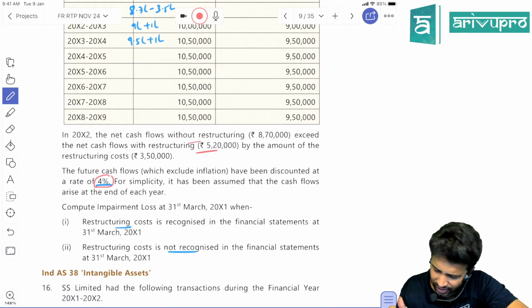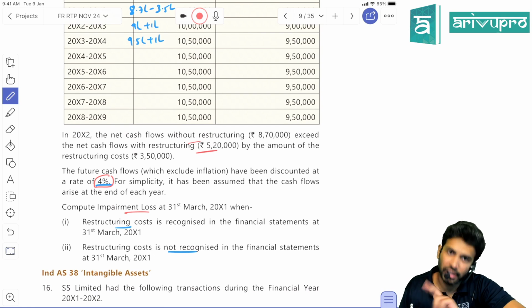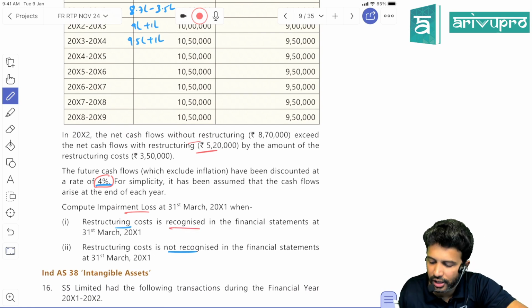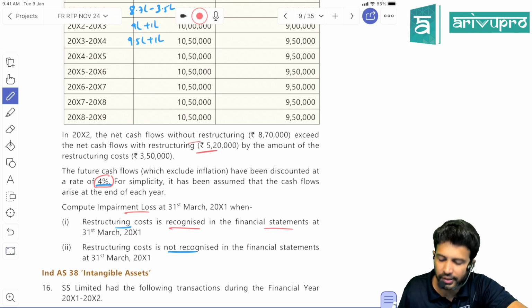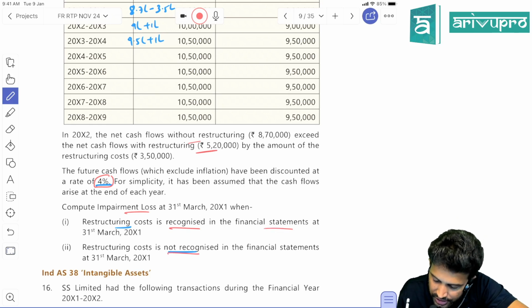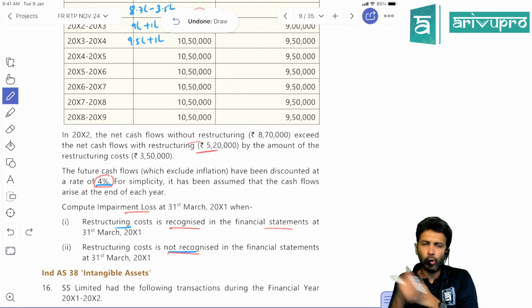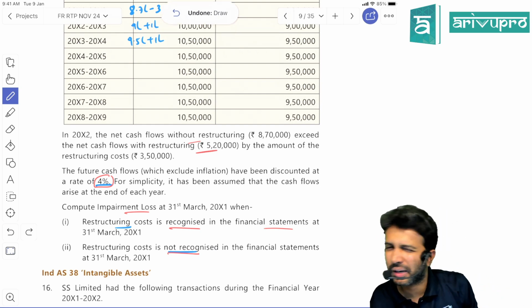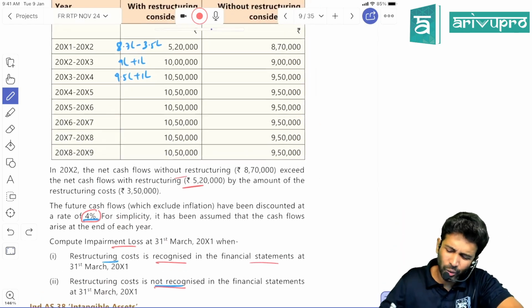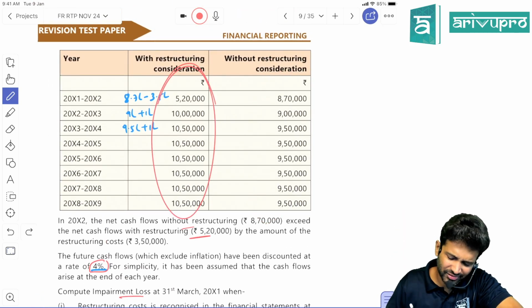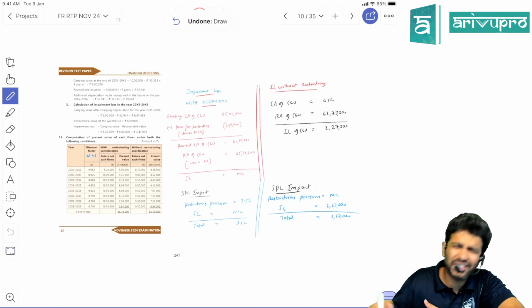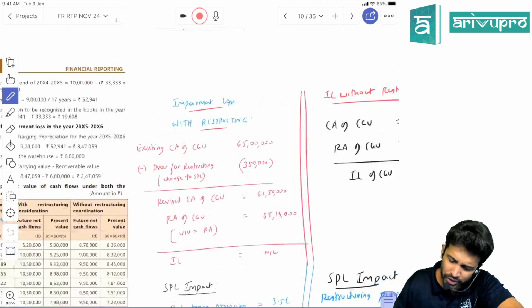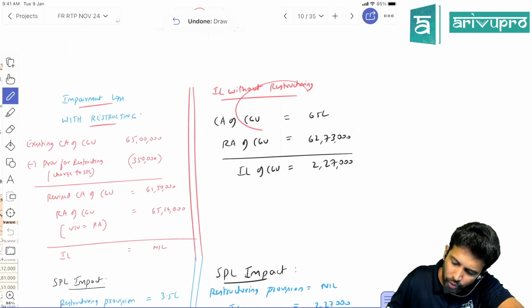Great, what are they asking? Compute impairment loss under two particular scenarios. One scenario: restructuring cost is recognized in the financial statements. The other: restructuring cost is not recognized. Under both scenarios, they're asking us to calculate impairment loss. Only our value in use will change, no? That's all. We'll calculate it quickly. It's a very simple question. It looks fancy, but it is very straightforward. So with restructuring, without restructuring.